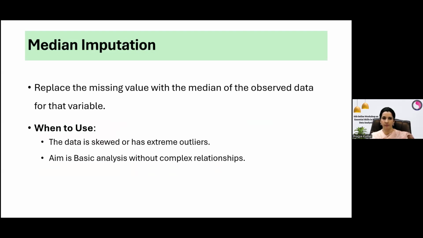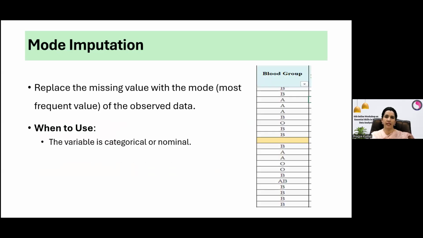And second is your median imputation. As the name suggests, when the data is skewed, or if your data set has an extreme outlier, you can replace the missing value with the median. Mode is used in the case of categorical data, like blood group. If one person has not written the blood group, I will see which is the most frequent, like B. So the category showing the maximum percentage, I'll replace the missing value with that. So that is mode.